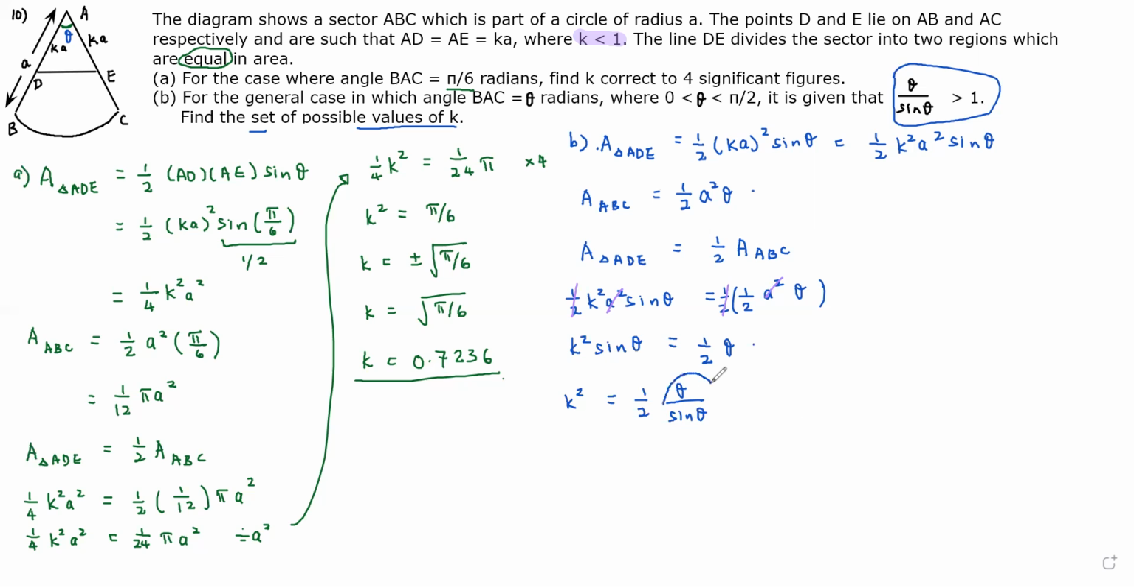But we are given that theta over sine theta is greater than 1. So we multiply this by 1/2 because of the 1/2 here. So you have 1 over 2 theta over sine theta must be greater than 1/2. Now the right side, half of theta over sine theta, this is greater than 1/2, meaning that k squared must be greater than 1/2.